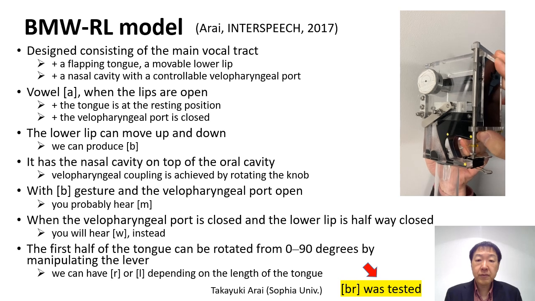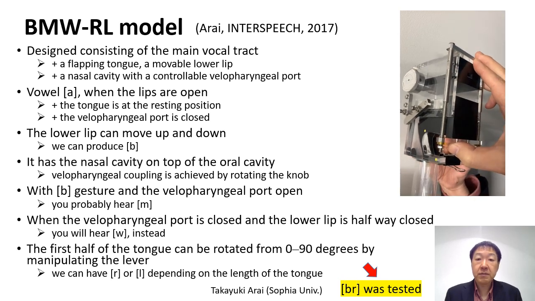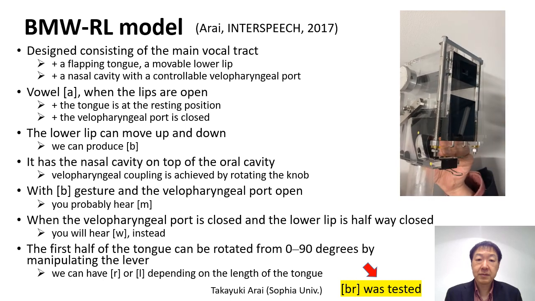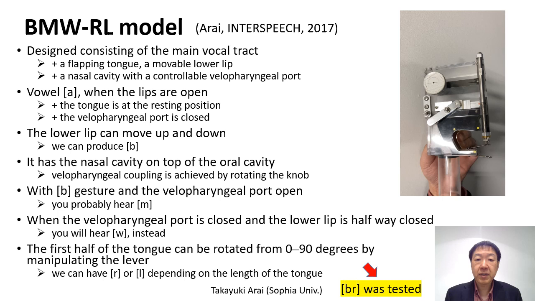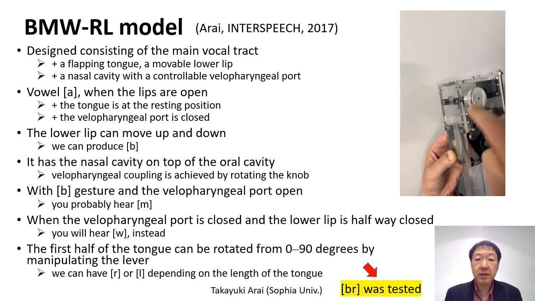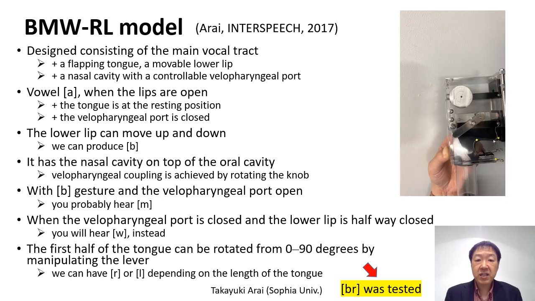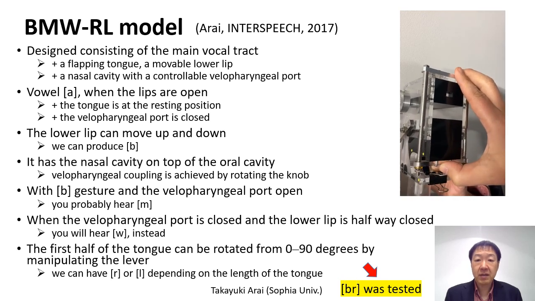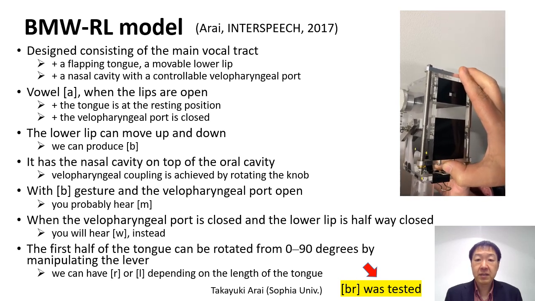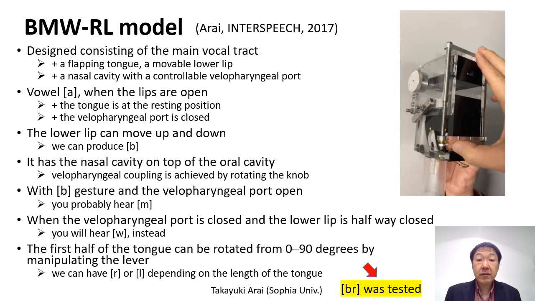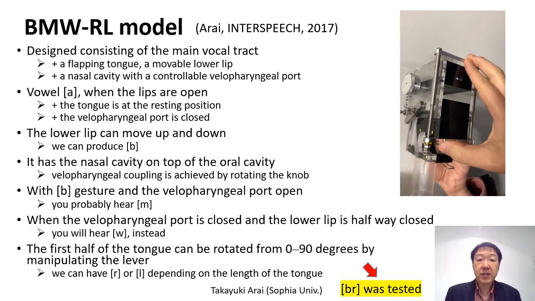The lower lip can move up and down so that we can produce the B sound with this model. It has the nasal cavity on top of the oral cavity, and velopharyngeal coupling is achieved by rotating the dial. With B gesture and the velopharyngeal port open, you probably hear the M sound. When the velopharyngeal port is closed and the lower lip is halfway closed, you will hear the W sound instead.